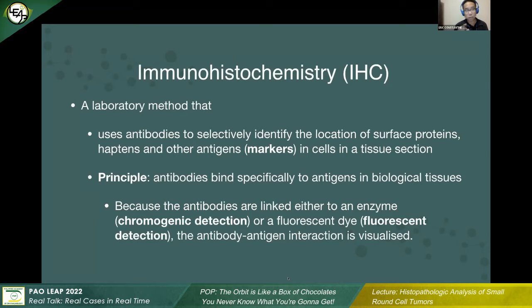Immunohistochemistry is a lab method that uses antibodies to selectively identify the location of markers in cells in a tissue section. It is based on the principle that antibodies bind specifically to antigens in biologic tissues. Because these antibodies are linked to an enzyme or a fluorescent dye, the antibody-antigen interaction can be visualized.